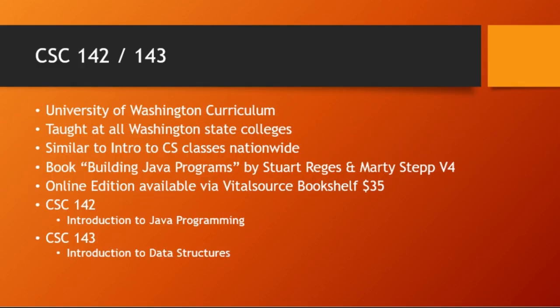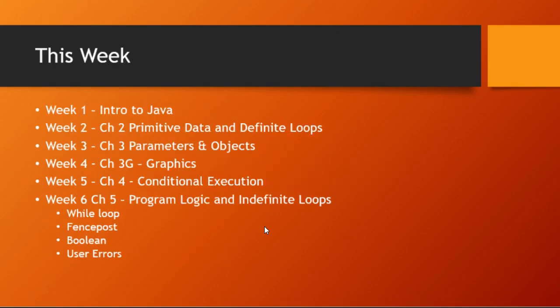Just as a quick reminder, 142 and 143 are University of Washington curriculum, and they're taught in Java, and we use the book Building Java Programs by Reges and Stepp. You can get an online version of that, and it's very important that you use the book because we have an online tool to do homework in, and it's very tightly tied to the book as well as the lectures.